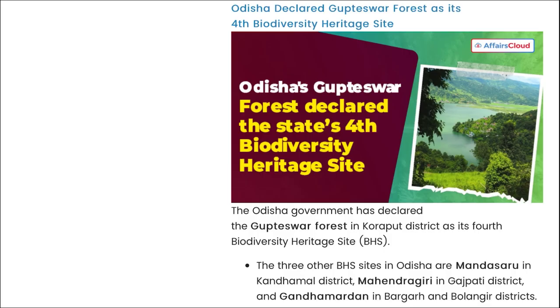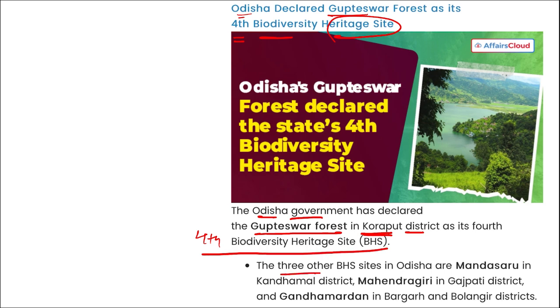Correct. Next is Odisha. They have declared Gupteshwar Forest as their fourth biodiversity heritage site. I repeat, Odisha government has declared Gupteshwar Forest in Koraput district as their fourth biodiversity heritage site. The other three biodiversity heritage sites in Odisha are Mandasaru, that is in the Kandhamal district, Mahendragiri, that is in the Gajpati district, and Gandha Mardhan, that is in the Bhagad and Bolangiri district.